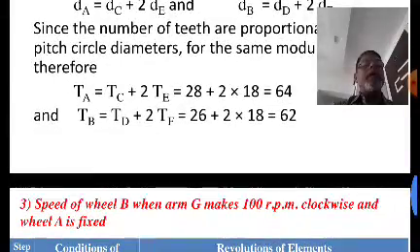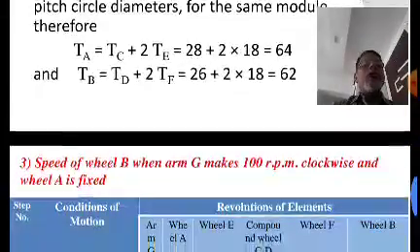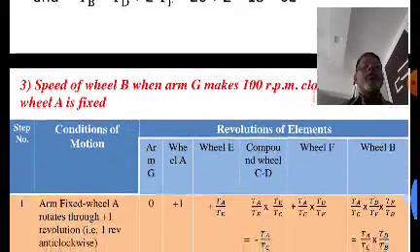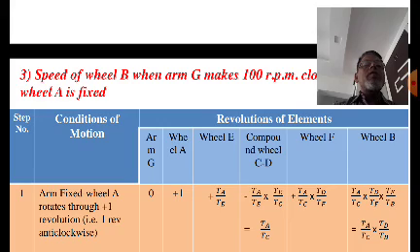Now then it is asked to calculate the speed of B when the arm G makes 100 RPM clockwise and the wheel A is fixed. For this you have to prepare this table. First again, as I told you, step number, condition of motion and the revolutions of the elements. Under the revolutions of the elements you have to create a number of columns equal to the number of elements.